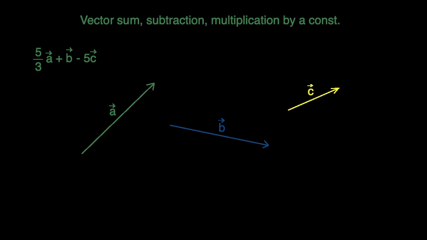So first let us draw the vector 5/3 times the vector a, which means a vector with the same direction as the vector a, but 5/3 times longer, so the following vector.